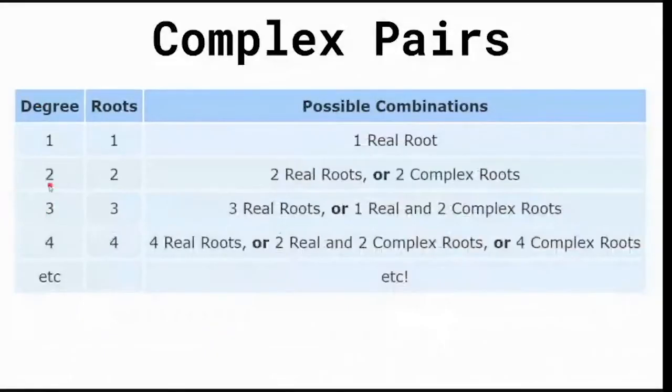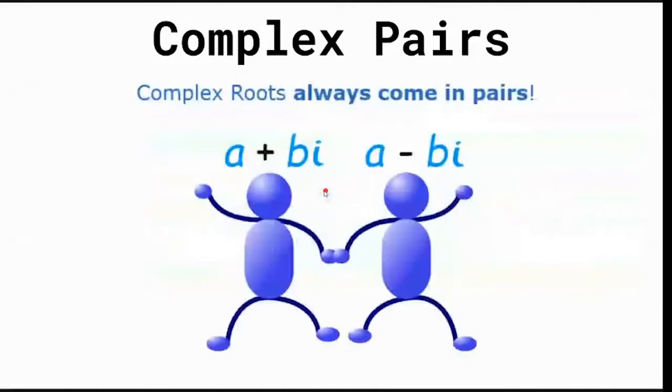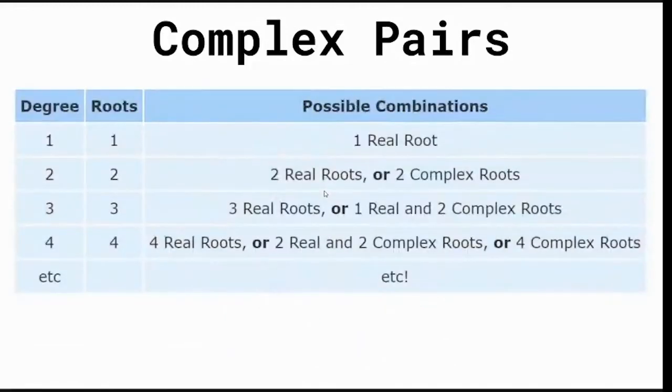The next one, if it's squared, there's 2 roots. And the 2 roots can either be real roots or they can be complex roots. We went over this in the last unit. You define imaginary numbers, imaginary solutions. That's what that is. It can either be 2 complex roots or 2 real roots. It can't be one of each. It's either one or the other. Complex roots always come in pairs, sorry. You can't have one without the other. So because of that, it's either both of them are complex or none of them are.